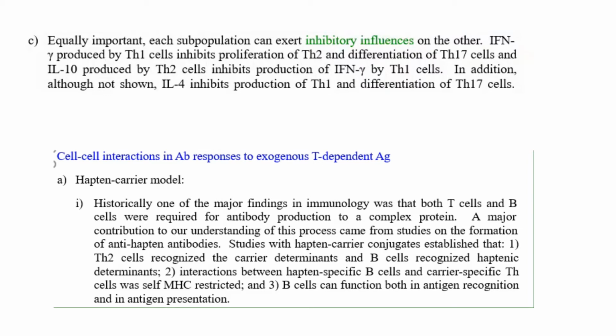We talked about this in the previous lectures, how we consider the B cells as antigen presenting cells.